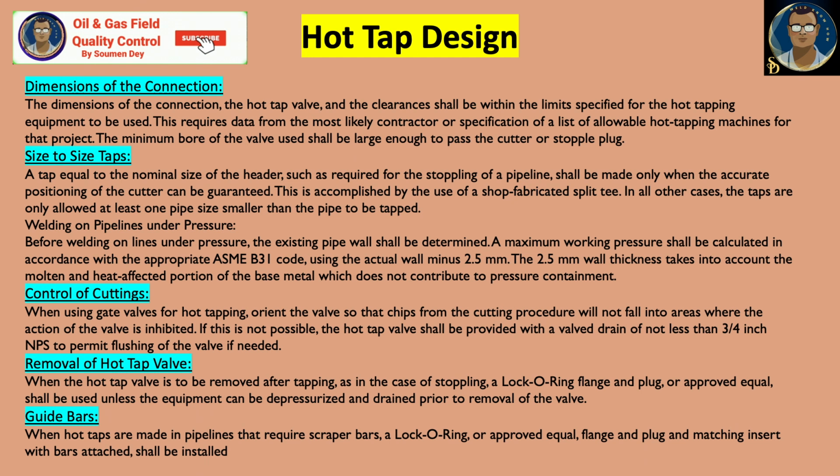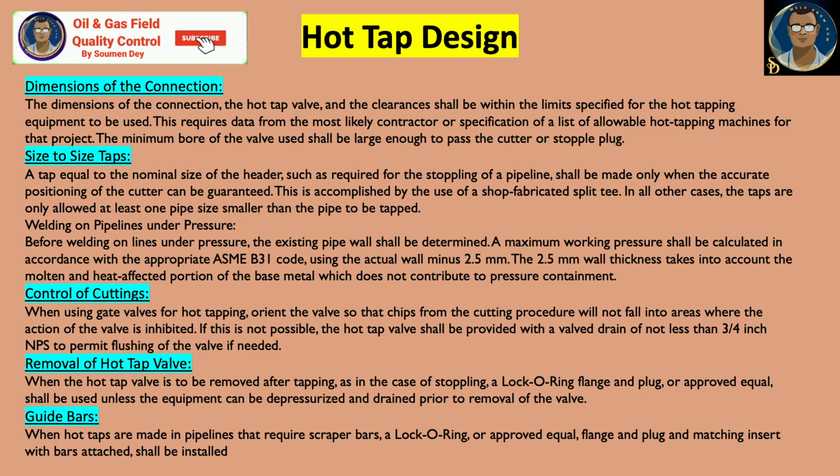Size to size taps. A tap equal to the nominal size of the header, such as required for stopping a pipeline, shall be made only when accurate positioning of the cutter can be guaranteed. This is accomplished by use of a shop fabricated split T. In all other cases, the taps are only allowed at least one pipe size smaller than the pipe to be tapped. That means if, let's say, your header is 48, you better avoid making a branch connection of 48. It can be 42 or 40 or less than the existing pipe to be hot tapped.